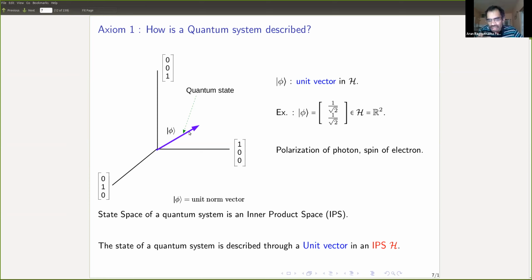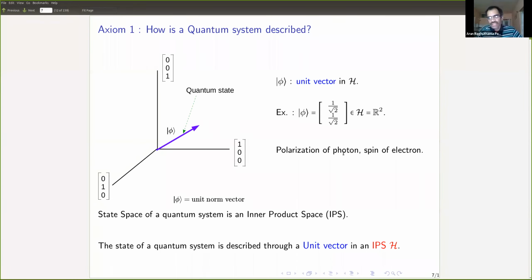This vector could describe the polarization of a photon or the spin of an electron. It could be 1 by root 2, 1 by root 2, or it could be 1 by root 2, minus 1 by root 2, and so on. So a quantum system is described by a unit vector in an inner product space denoted H.